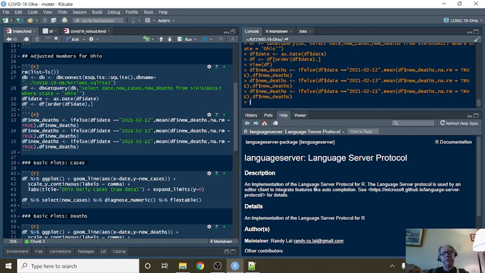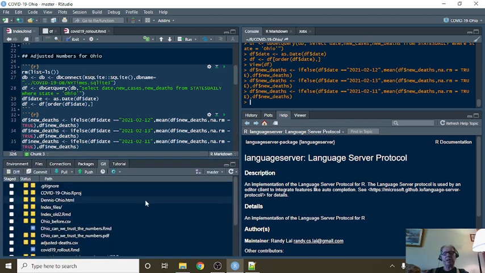So there does appear to be good news for the Buckeye State today, folks. Cases and deaths are continuing to trend downward, not sharply down, but nonetheless they are continuing to trend downward a little bit. So this concludes the daily COVID-19 analysis for the Buckeye Nation.